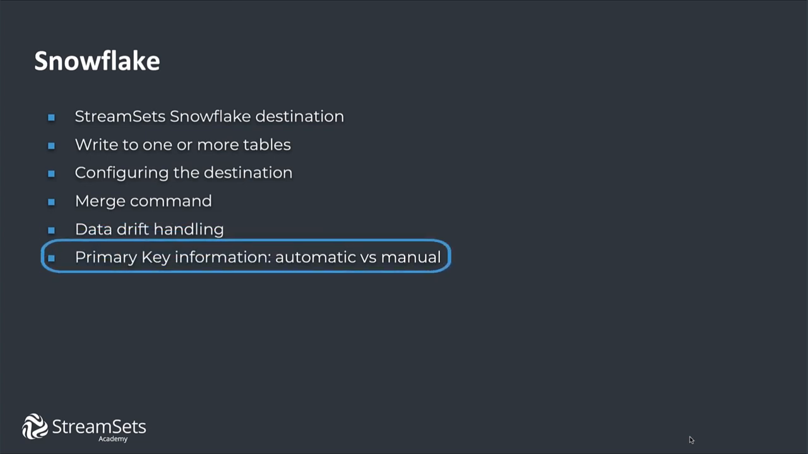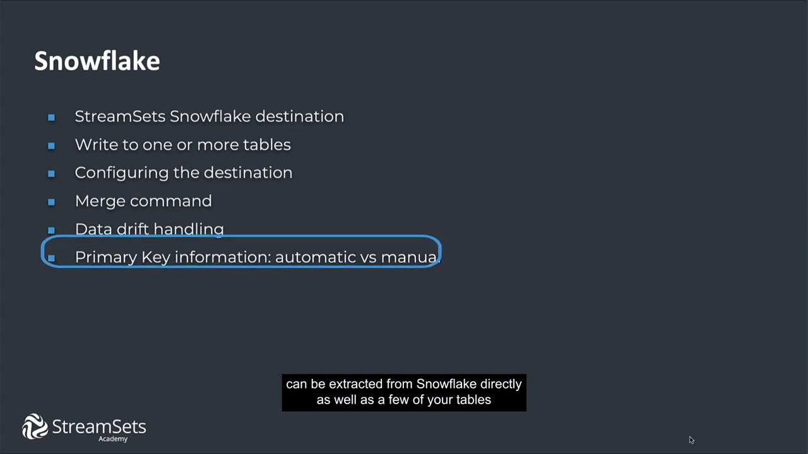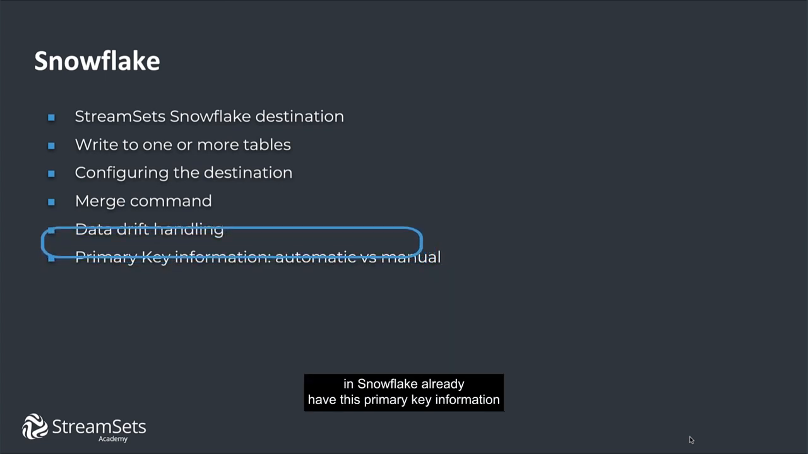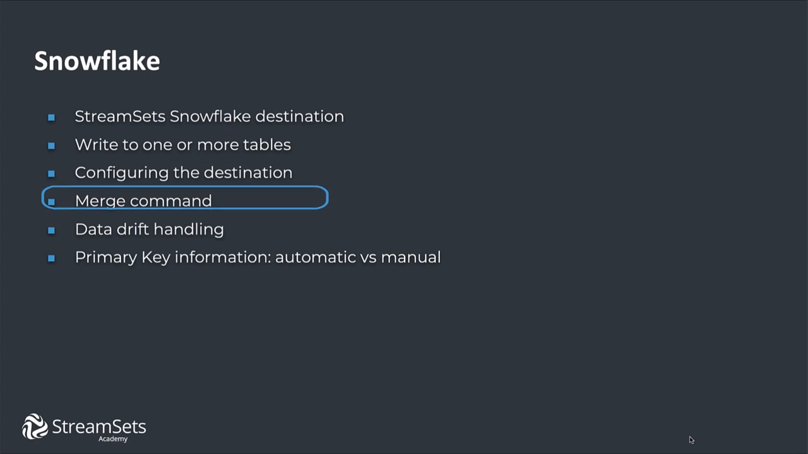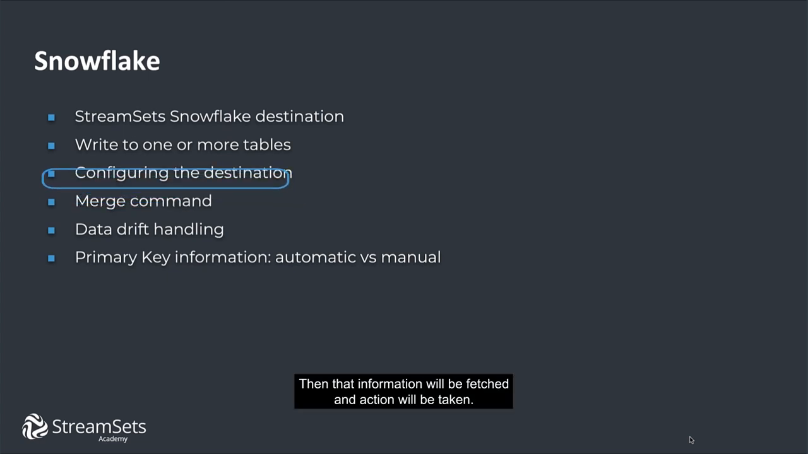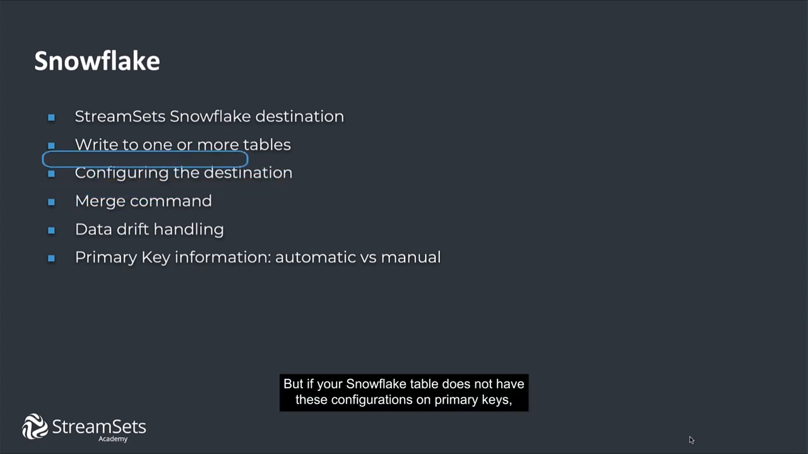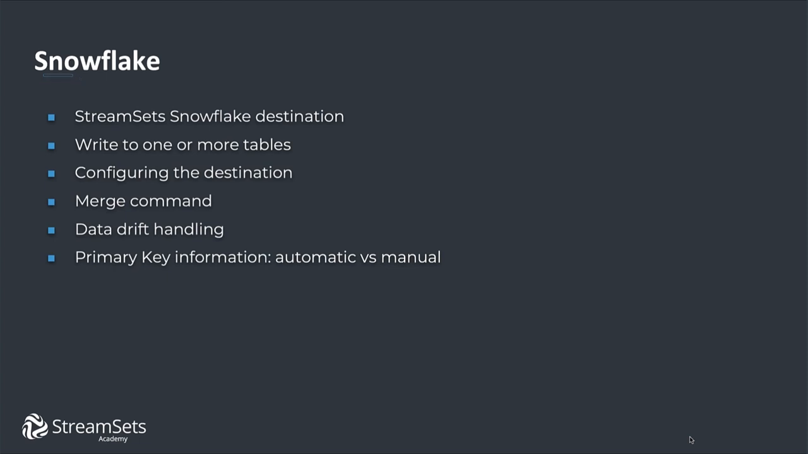Primary key information can be extracted from Snowflake directly as well. So if your tables in Snowflake already have primary key information for the tables you are updating, inserting, and deleting from, then that information will be fetched and action will be taken. But if your Snowflake table does not have these configurations on primary keys, then you can specify in your pipeline, say, for this table, this is the primary key, and based on that key, the merge will happen. Again, we will look at the configurations as we go forward.